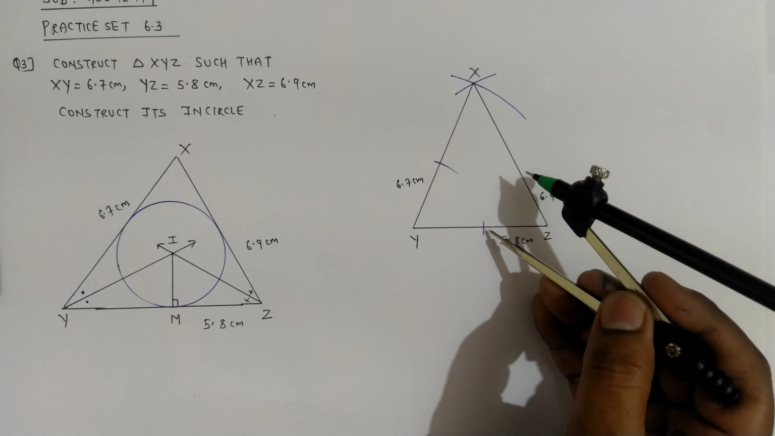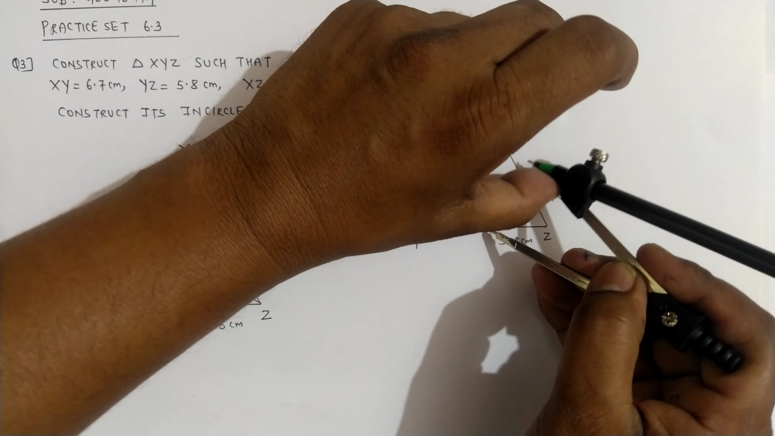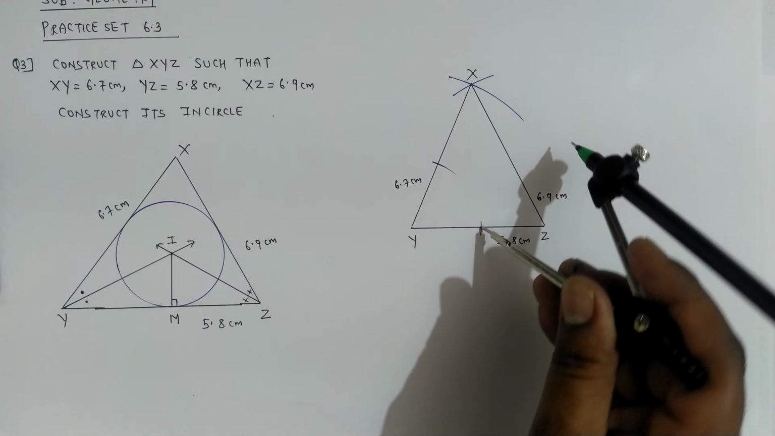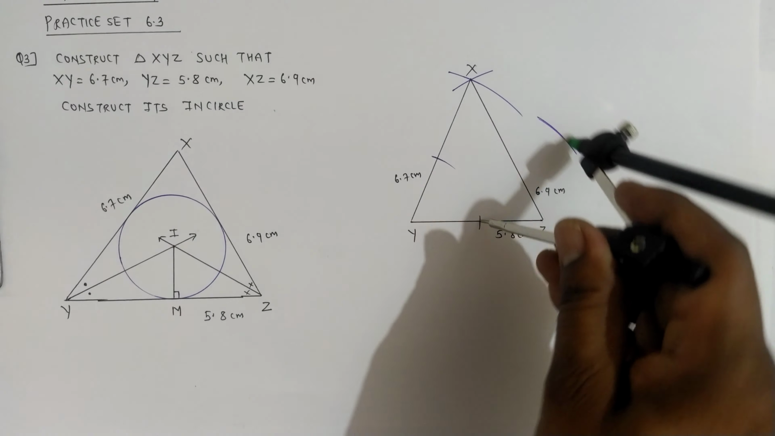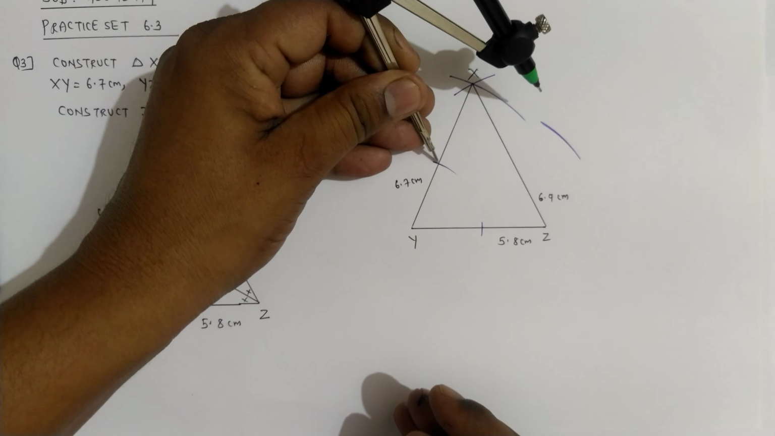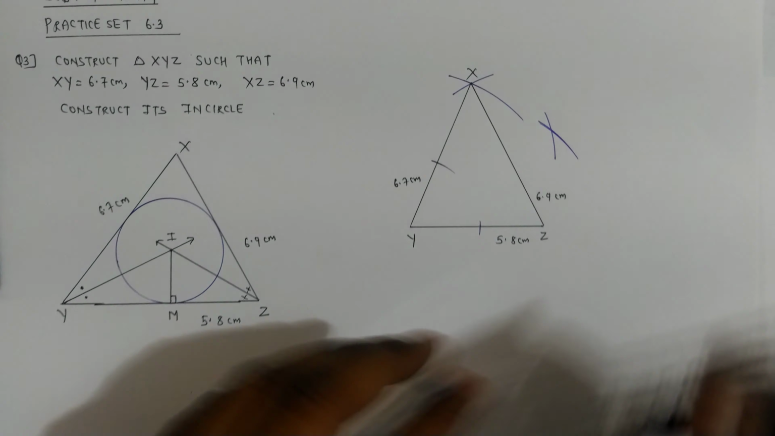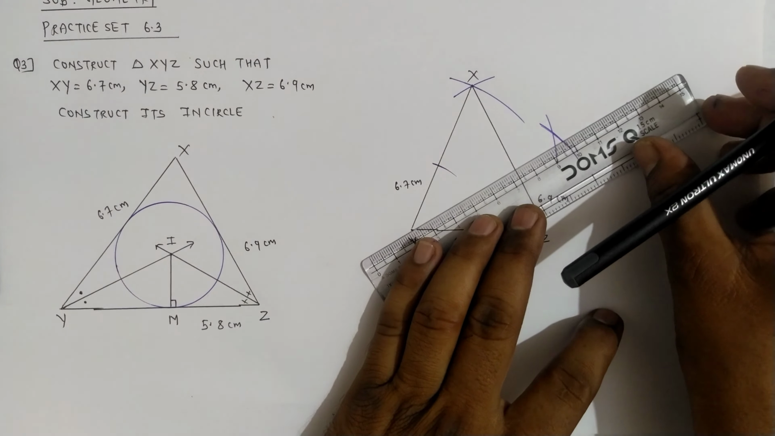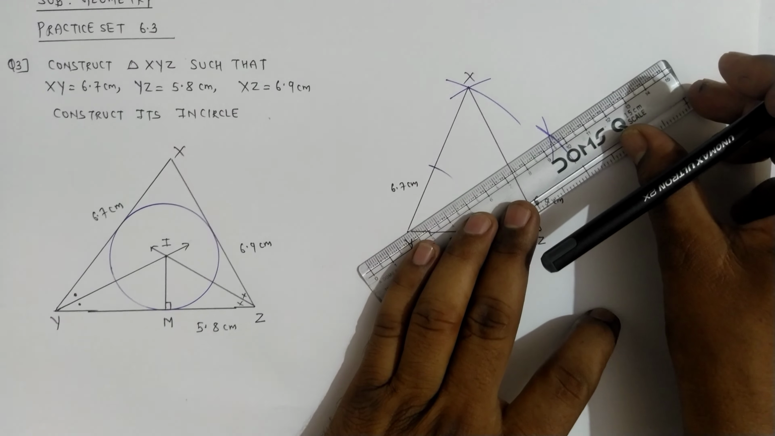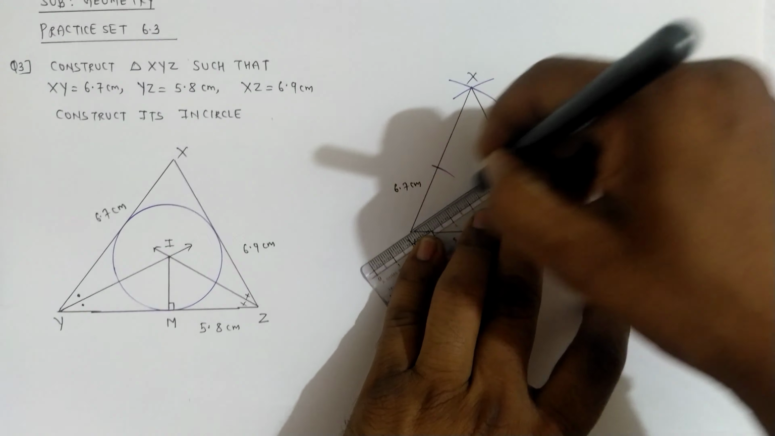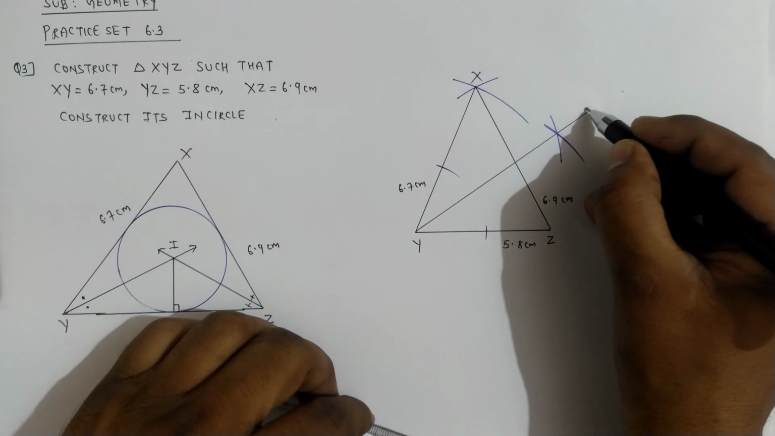Now keep the rounder on this arc, extend this, okay? Let it be out of the triangle, okay? And from here you cut the arc now, and then from this point also, okay? So we have drawn the bisector of angle Y. See now, do it very carefully. Getting the incircle is very important, okay?